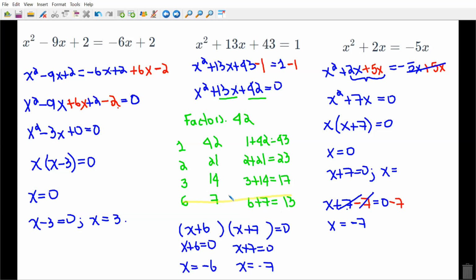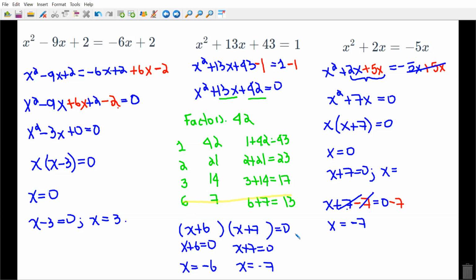Why did we choose the yellow one? Because the linear term is 13x. So we have x plus 6 and x plus 7 equal to 0. Is it clear? It's like doing the diamond. Yeah, exactly. What two numbers multiplied give you 42 and added give you 13? Those are going to be 6 and 7. So that's why you have x plus 6 times x plus 7, which is equal to 0.